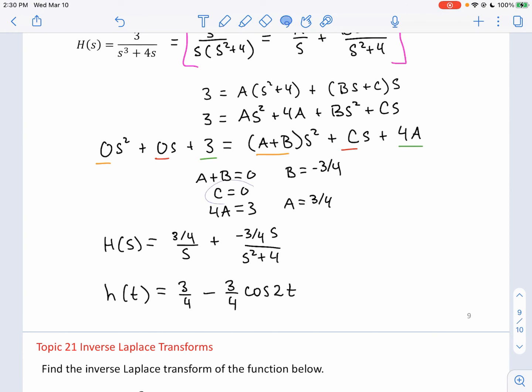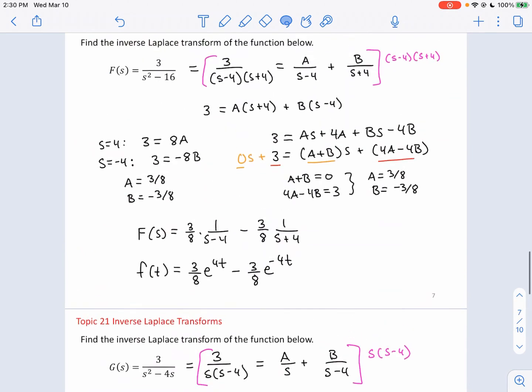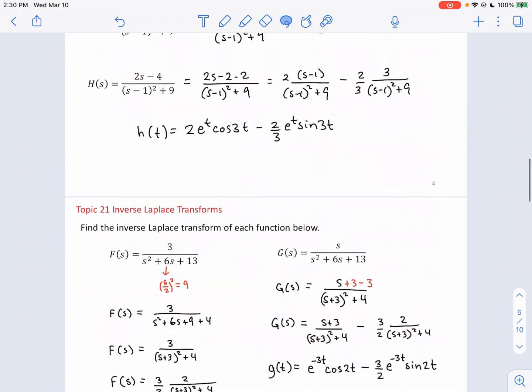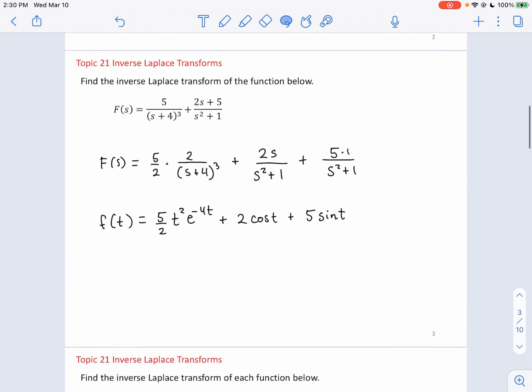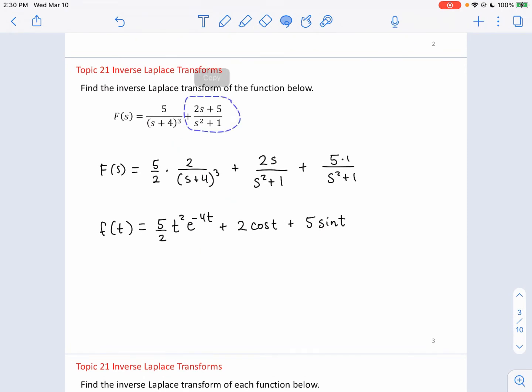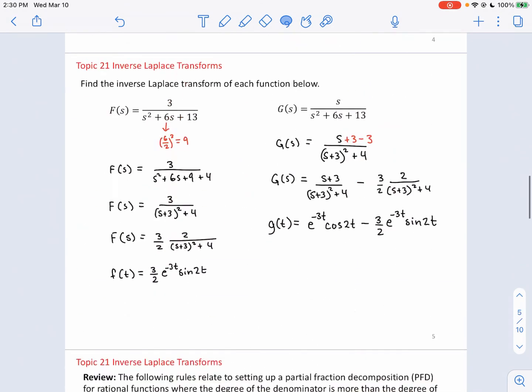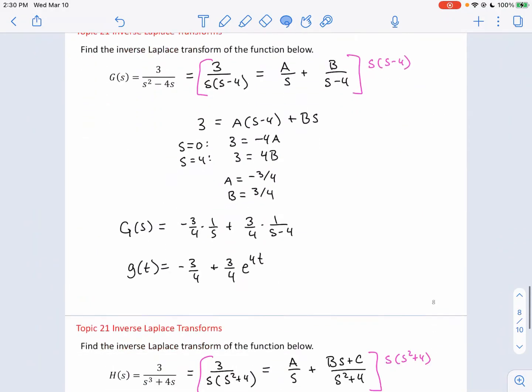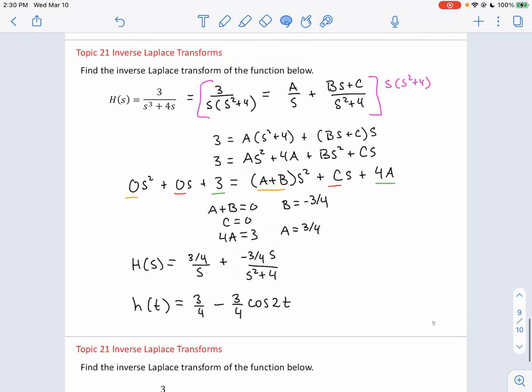If the c had been non-zero, let's suppose that c was 5 or whatever, then you would have had a linear expression up here, and then you would have had to break it apart, much like we had to do in several of these examples up here, and especially this one here, right? When we had that linear expression, 2s plus 5 all over s squared plus 1, we had to break it up and then get a sine and a cosine out of this. So if c had been non-zero, we would have had to do something similar. But in this case, c was 0, so we didn't need to bother with that.